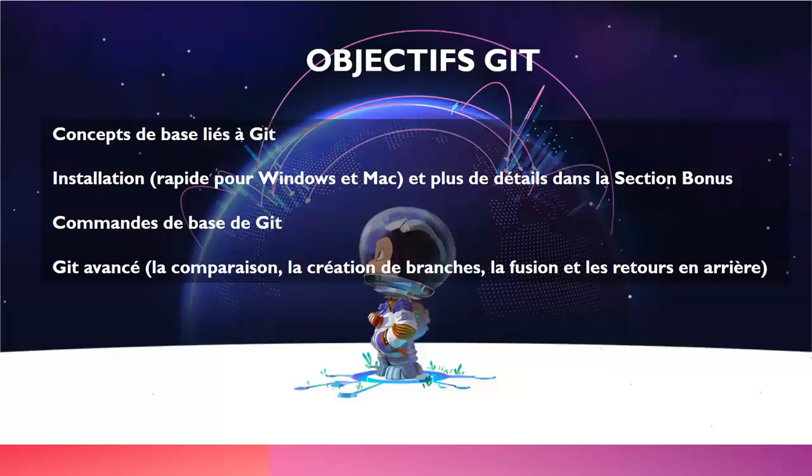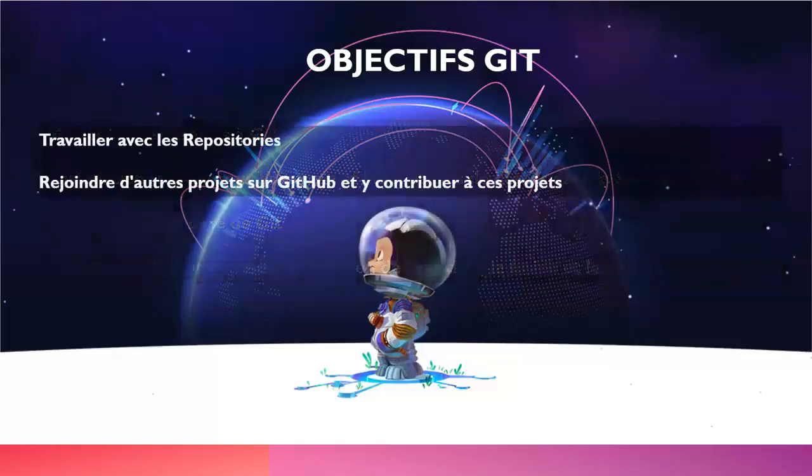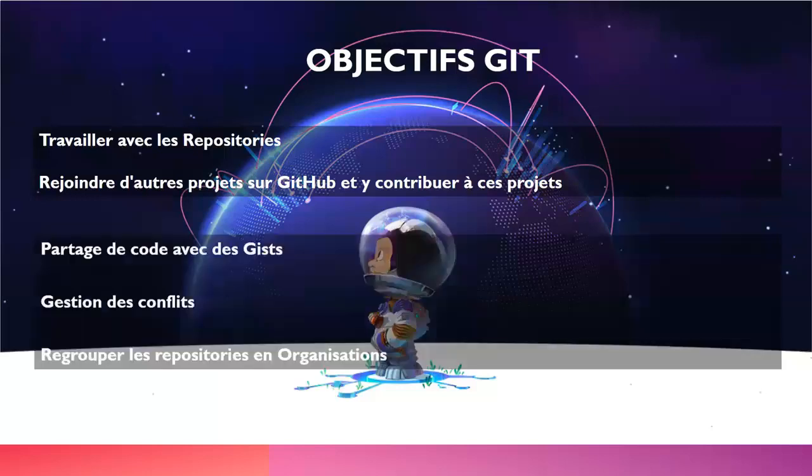After learning the principles of Git, we will cover more advanced topics such as comparison, branches, and merge. We will deal with many other Git features, and the majority of them are about backup. We will work with repositories and how to join projects on GitHub and contribute to these projects. After covering the main aspects of GitHub, we will see some of the other features such as code sharing with Git, conflict management, and the grouping of repositories by organization.